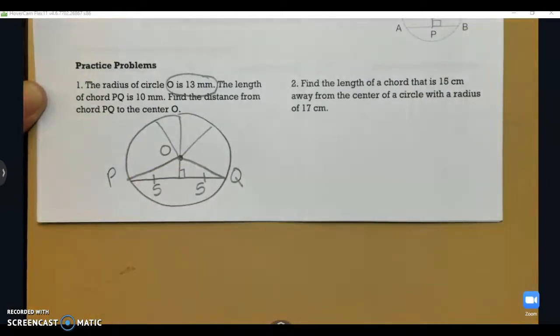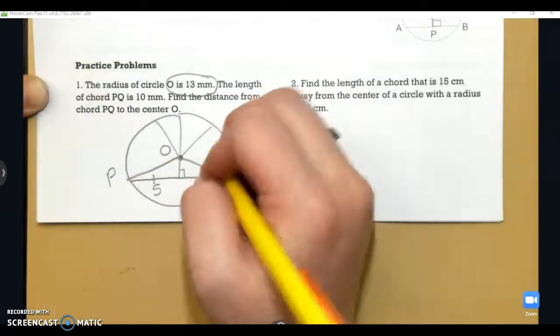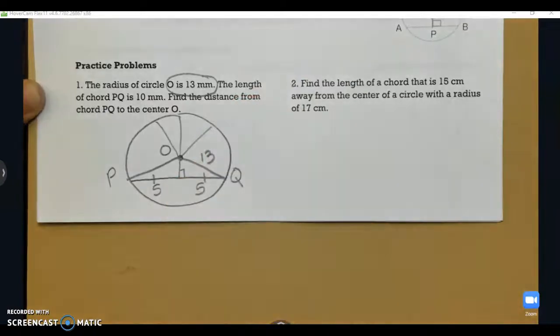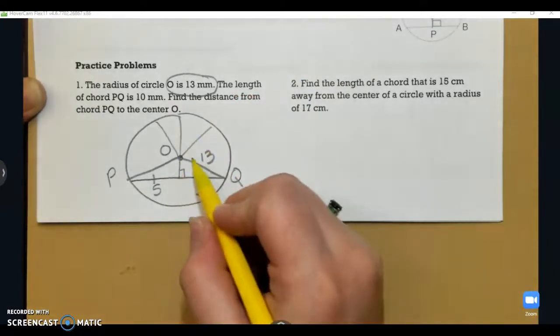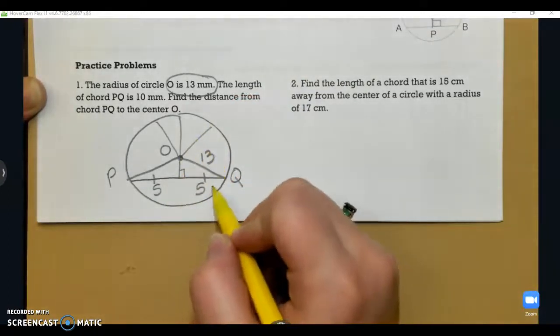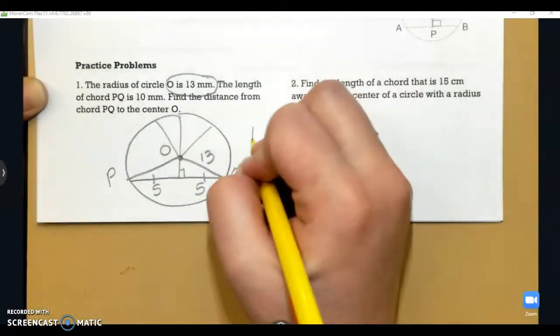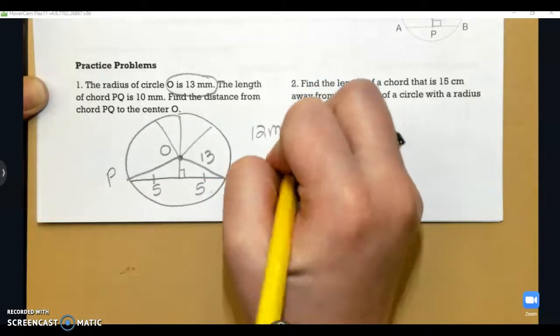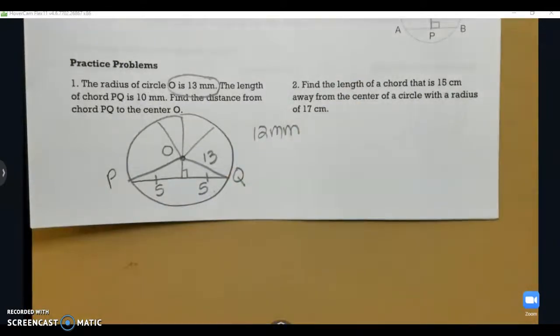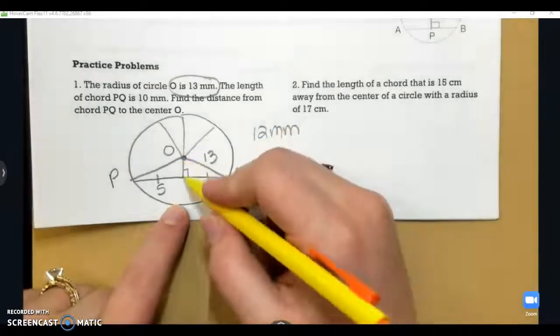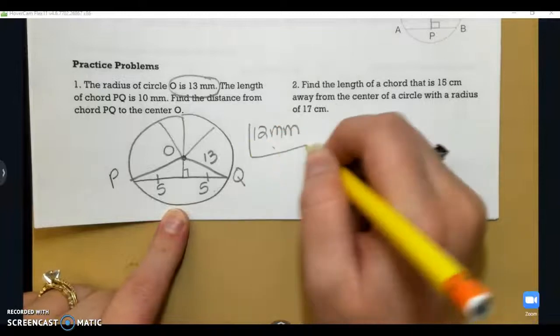Either way, this forms a right triangle where the radius is your hypotenuse. So I've got a right triangle where I know the hypotenuse and one side, and this is actually one of our triples, and so that missing side is 12 millimeters. Now, if you didn't remember that this was a triple, you could always use the Pythagorean theorem. Okay, so that distance from O to PQ is 12 millimeters.